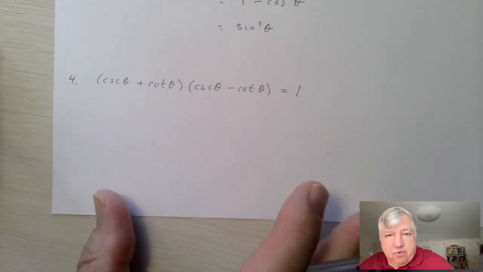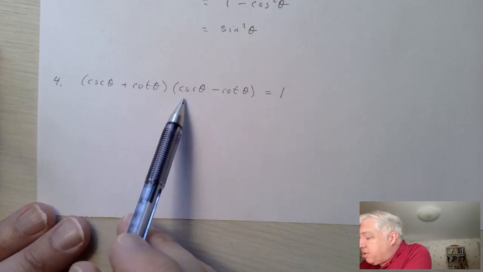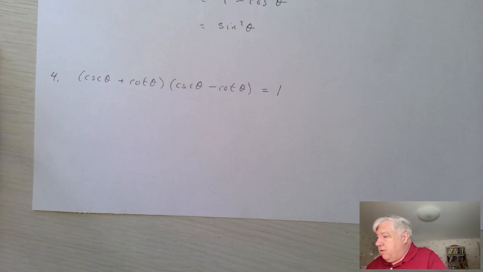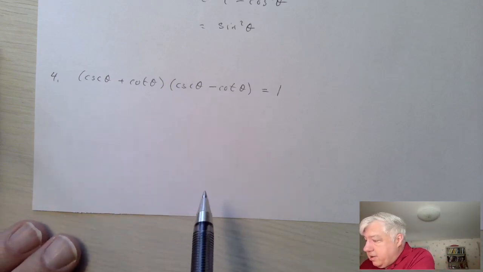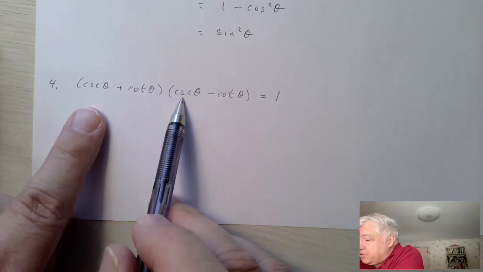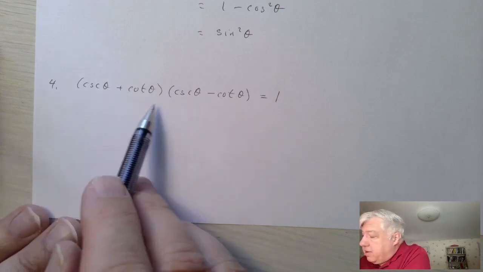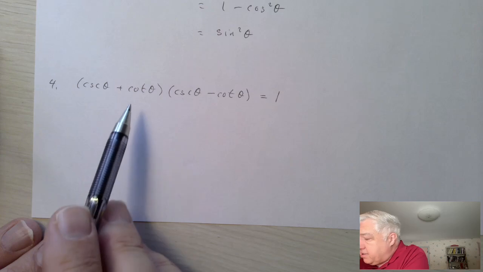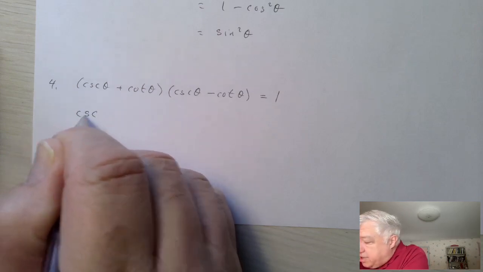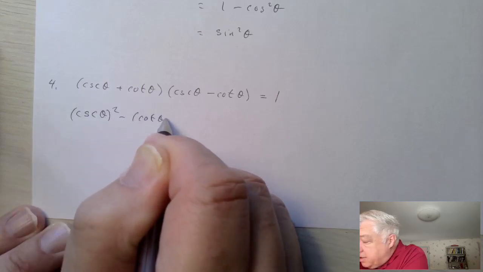Okay, let's look at number 4. Cosecant plus cotangent times cosecant minus cotangent. We'll start on the left-hand side again. If you were to multiply this out, FOIL, first, outer, inner, last, you see the middle terms cancel out because you get cotangent cosecant minus cotangent cosecant. So what we get is just cosecant of theta squared minus cotangent of theta squared.